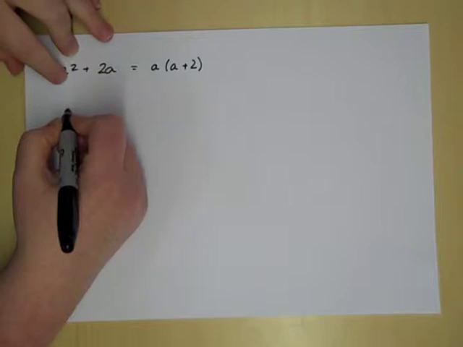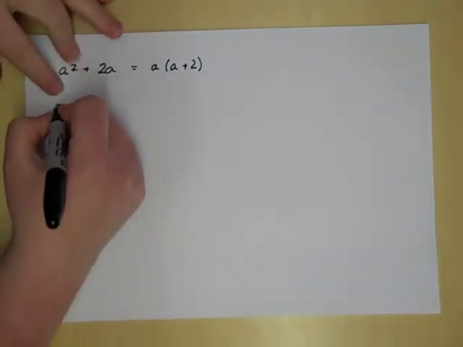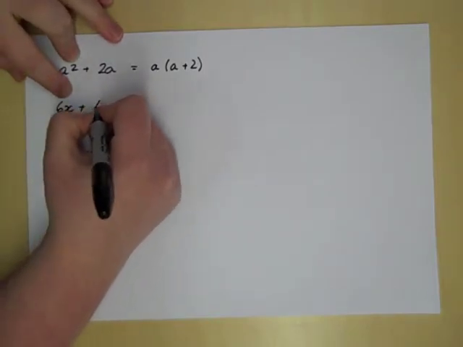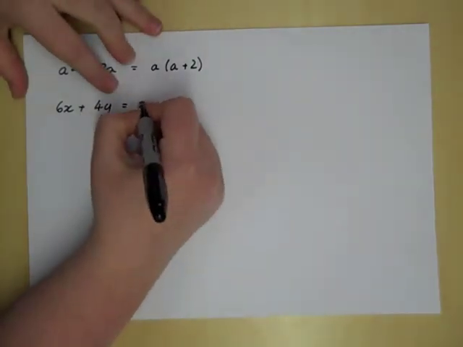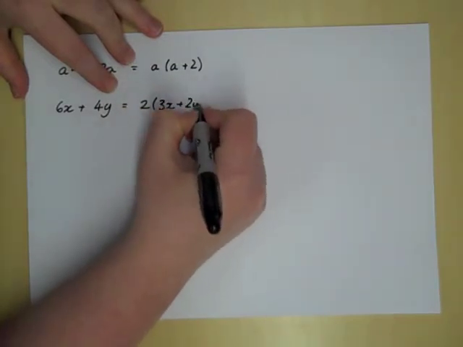I can also have this with numbers, for example. So I could have 6x plus 4y, and I could take out 2 in this case. So this is equal to the same as 2 into 3x plus 2y.